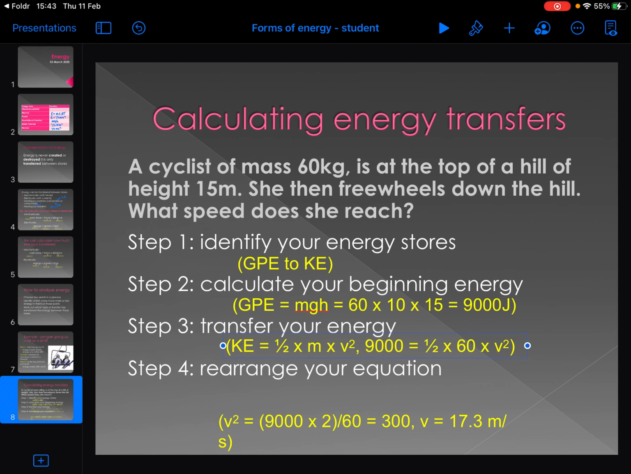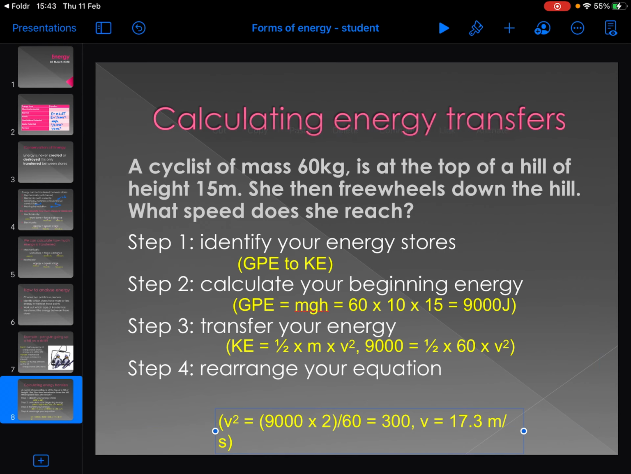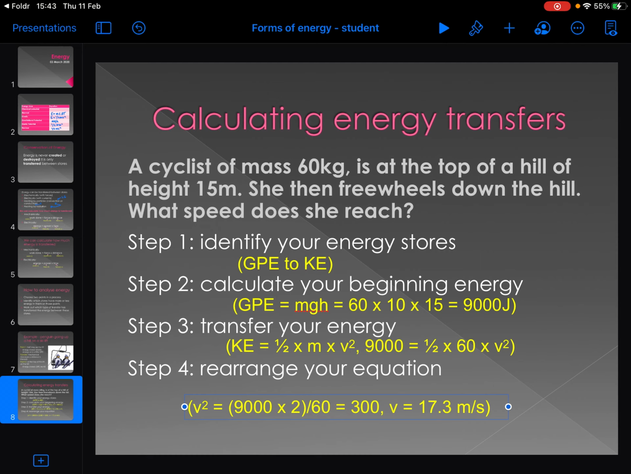Step 3, transfer your energy. We know it goes into kinetic energy, so that means there is 9,000 joules of kinetic energy. And kinetic energy is half mv squared. So 9,000 equals half times 60 times v squared. Step 4, rearrange your equation. v squared is 2 times kinetic energy divided by mass, gives you 300, square root it to find the speed, which is 17.3 meters per second.